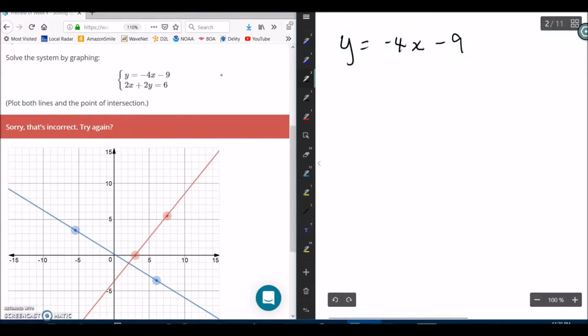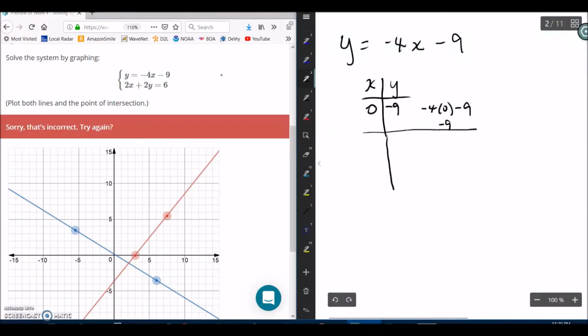When you're trying to graph an equation and it's already solved for y, an easy way to come up with 2 points to plot is just plug in any x value we want and figure out what the y value is that goes along with that x value. So starting with x equals 0, because it's very easy to work with, we get negative 4 times 0 minus 9. Negative 4 times 0 is 0, and 0 minus 9 is negative 9.